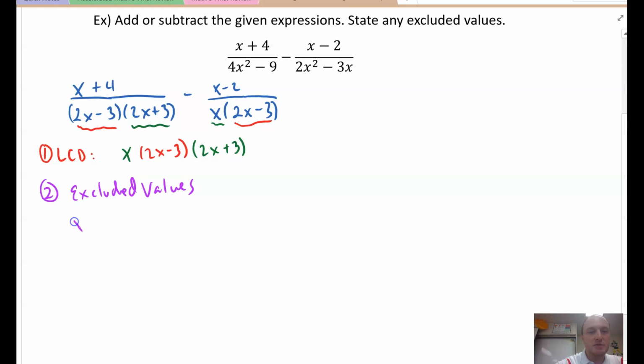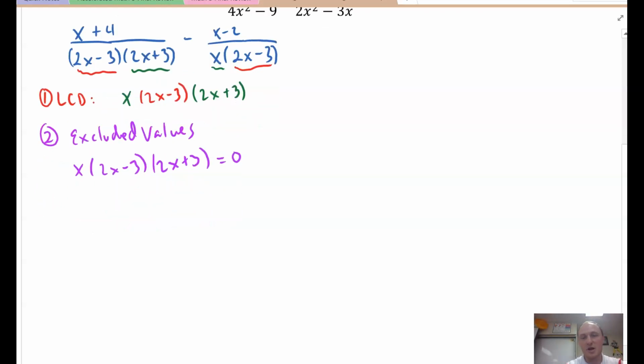So I just set each piece equal to 0. x equals 0, 2x minus 3 equals 0, and 2x plus 3 equal to 0, right? Because our denominator cannot equal 0. Otherwise, we get vertical asymptotes or maybe a hole in some cases, and they can't be part of our domain. So we'll go ahead and solve these. Now notice, again, when we have a factor of x equals 0, you don't have to do any solving. That's already done for us.